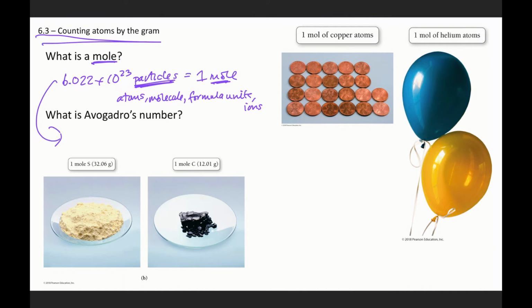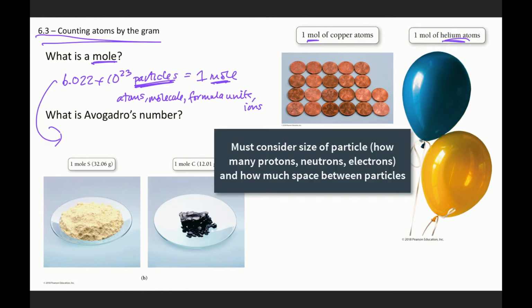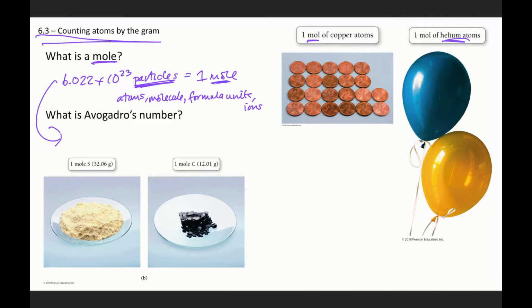Same thing with the word mole. 1 mole of copper atoms versus 1 mole of helium atoms. Both of those represent 1 mole of atoms of elements, but how much space they take up and what their properties are will vary. The only thing they have in common is the total number of particles. As in, they both have 6.022 times 10 to the 23rd particles.